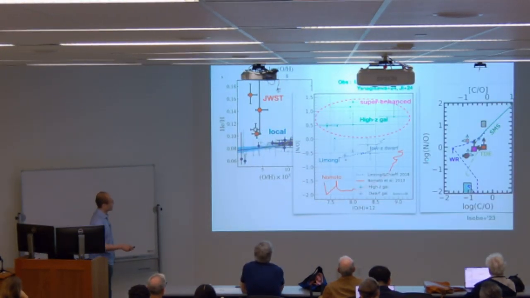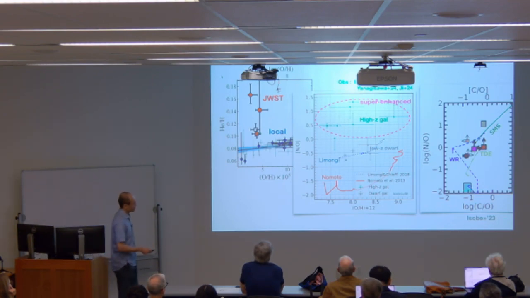So summarizing all of that, the regular Nomoto yields cannot reproduce even the local data points at these ranges. Limongi can also account for the local HII regions and local dwarf galaxies, but the high-z super-enhanced data points from JWST are very difficult. So Isobe 23 is postulating some exotic models, such as Wolf-Rayet stars, tidal disruption events, or supermassive stars, which can enhance the nearby ISM with its rich material; this may be required.